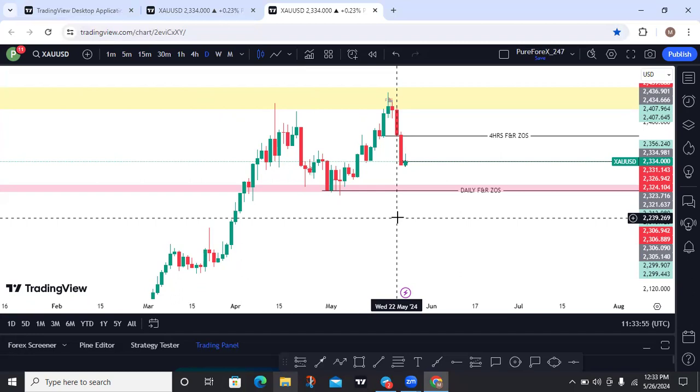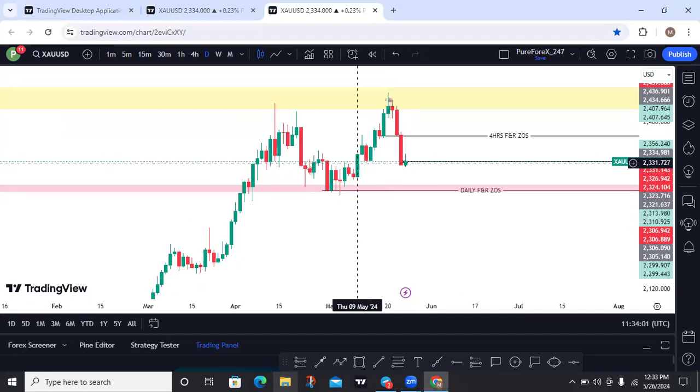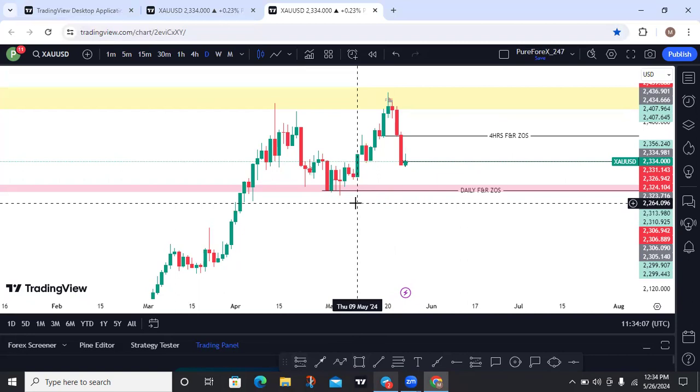So I started paying attention to the higher time frame, and the higher time frame is key, right? Higher time frame is key. So let's go to the H4 time frame, because we said we want to be looking for what?